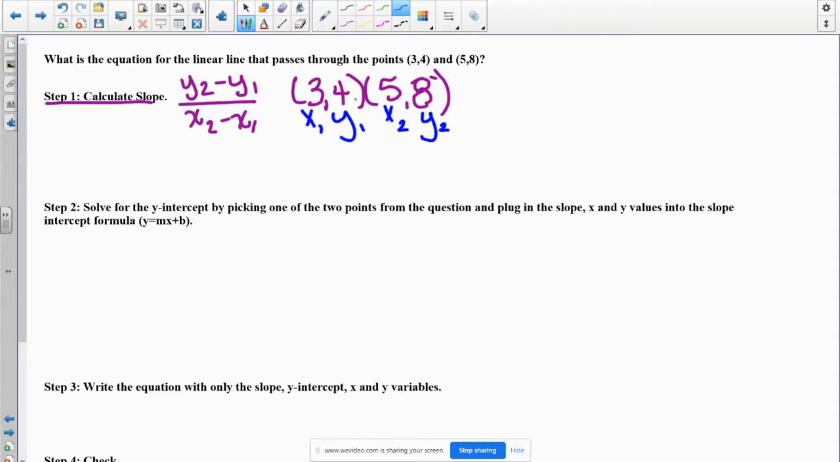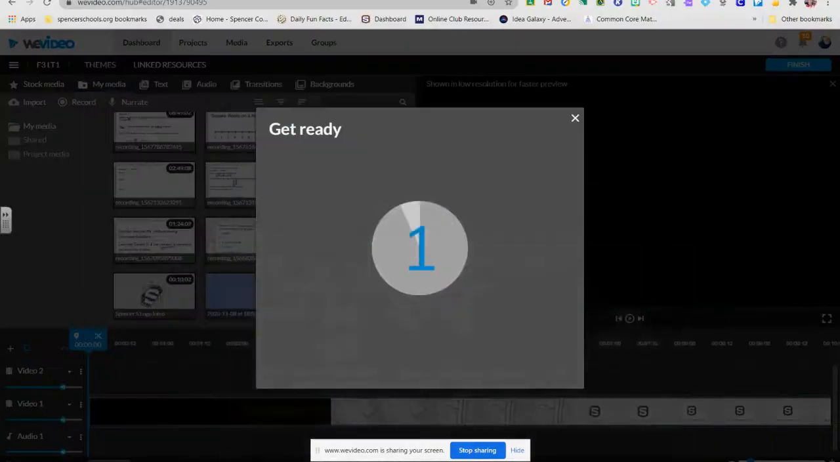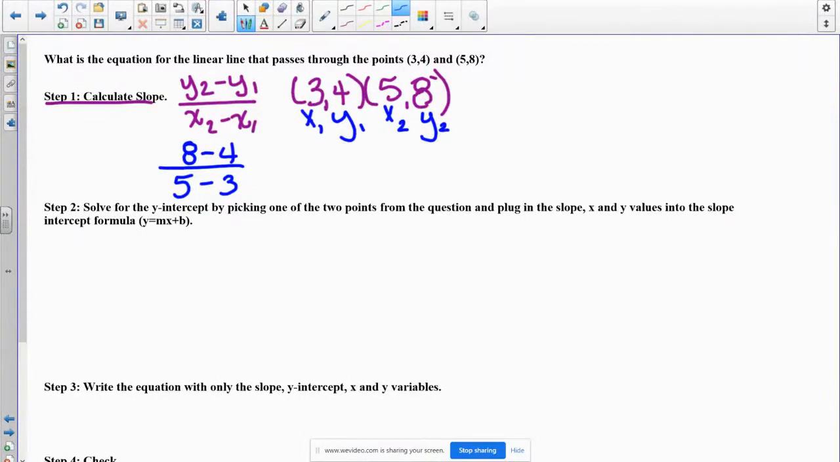So now that we know which one is which, we're just going to put it into this equation. So this would be 8, your y1 is 4, your x2 is 5, and your x1 is 3. And you're going to go ahead and do your math. So 8 minus 4 is 4, and 5 minus 3 is 2. So 4 divided by 2 is 2. So your slope is 2. Or you can write it, if you like it, in the ratio form of rise over run, or the change of the y over the change of the x, 2 over 1.